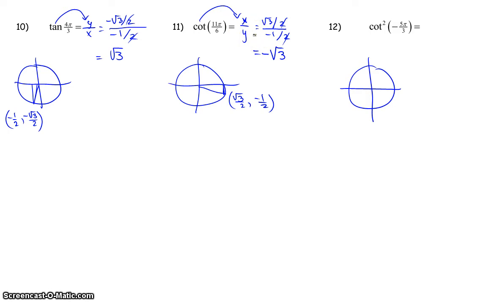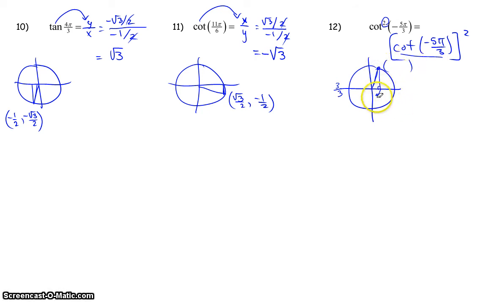Now I resumed the video because this one's a little bit trickier. So first of all, we're squaring a cotan. So let's rewrite that as this, and then all squared, okay? So we can focus on the inside. So next, we focus on the angle, negative 5/3 pi. So negative, we're going this way. 5/3, well, 3/3 would be here. So 4/3, 5/3, we'd be right here. Draw our little triangle.